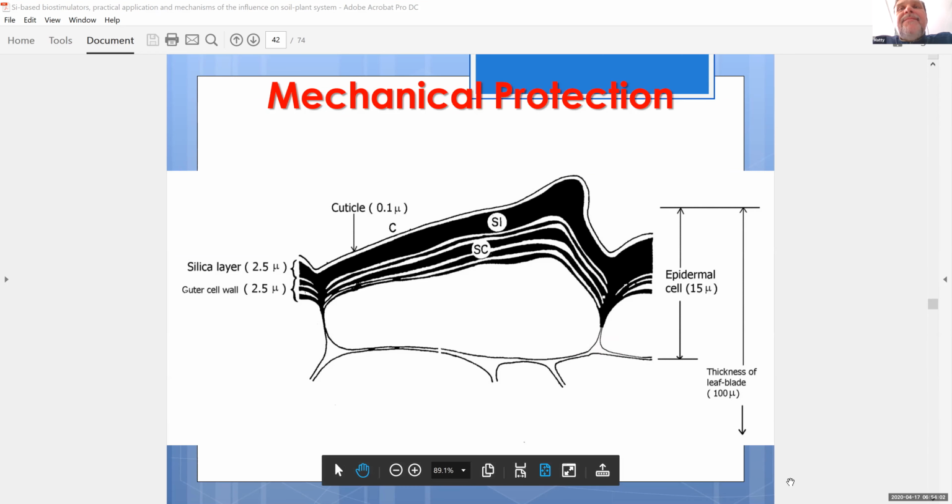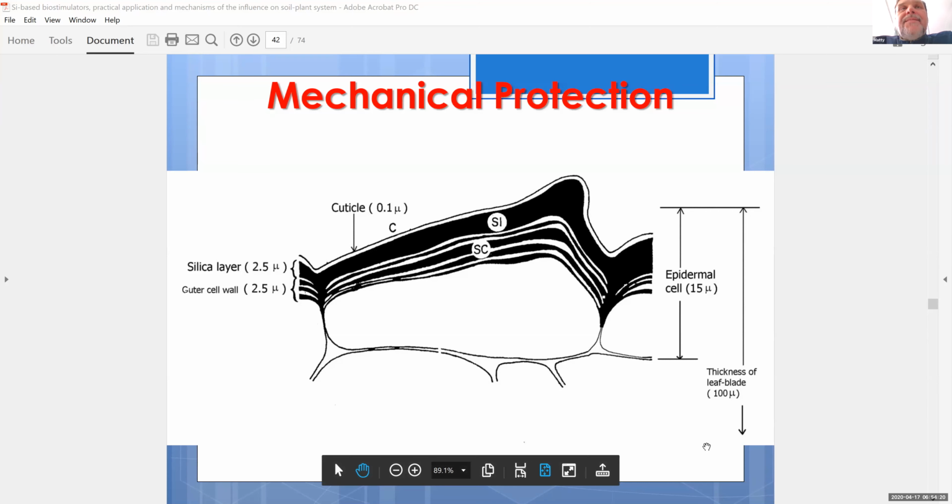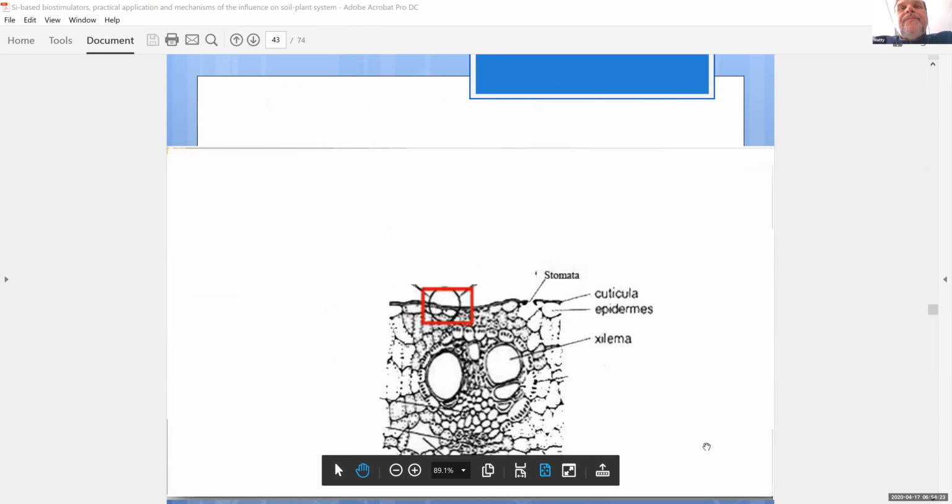There are several mechanisms. The first is mechanical protection. Silica can accumulate in the epidermal tissue of the plant leaves and protect mechanically against insect or fungal attack. Next, please. There are a lot of experiments which show that if we apply silica, we reinforce this protection.